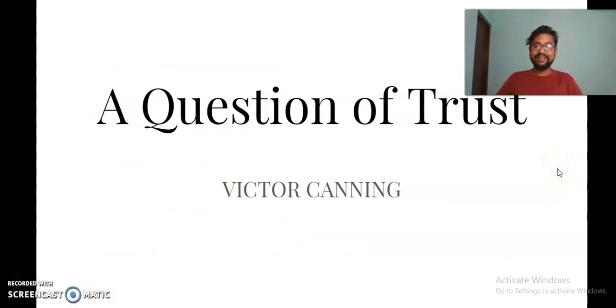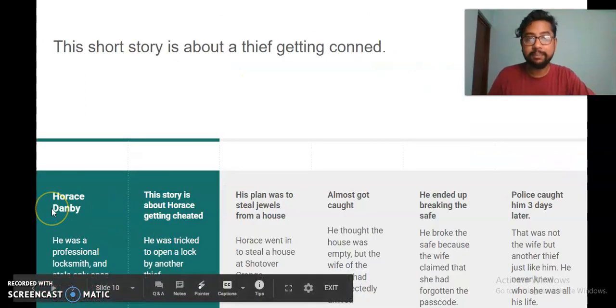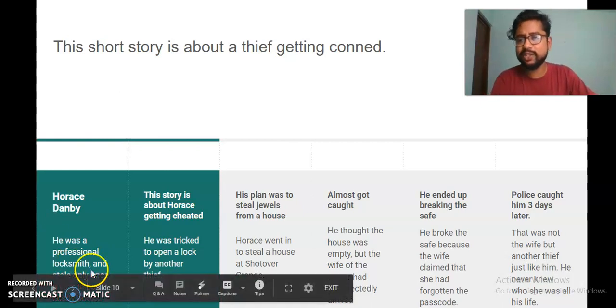The next chapter is called A Question of Trust, written by Victor Canning. This is another very simple story, very similar to the previous one. Here we have a story of one thief outwitting another thief. Horace Dunby was a professional locksmith, but he stole only once in a year. Why? To buy precious and rare books.